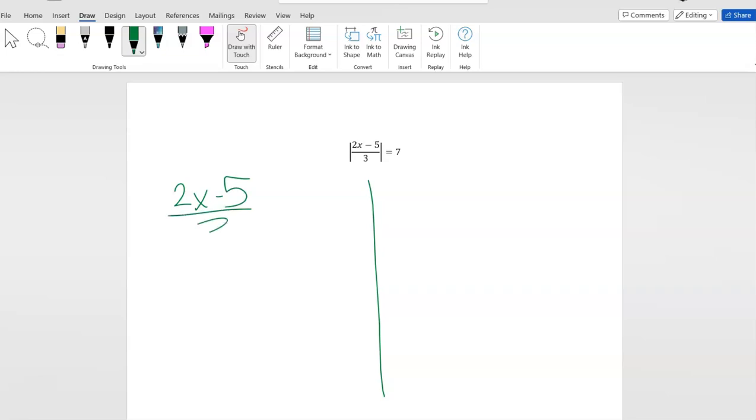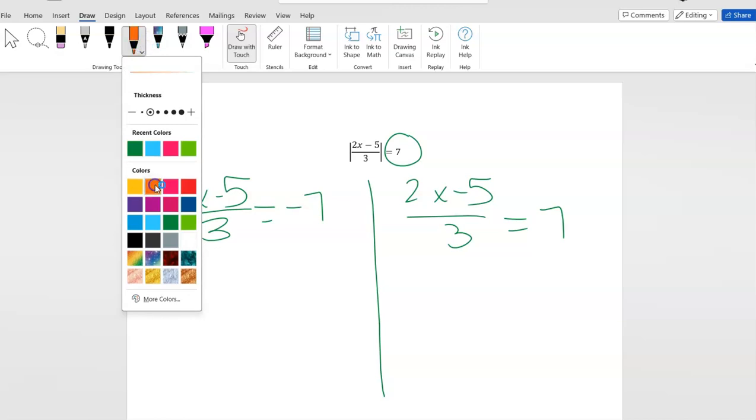We have to create a positive version and a negative version because while the answer was given as 7 here, it could have been -7 and it would have been changed out. So we set up both, and then we're going to solve both independently and get our two answers.